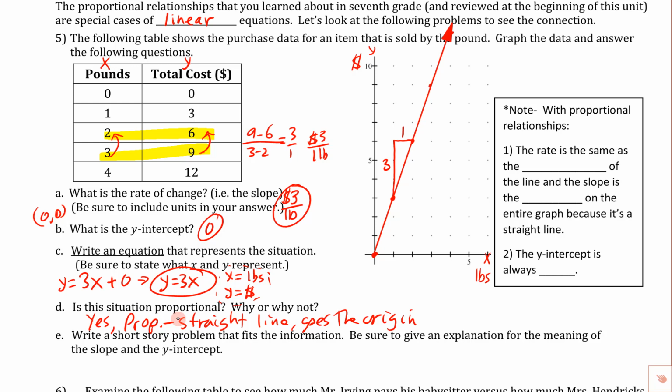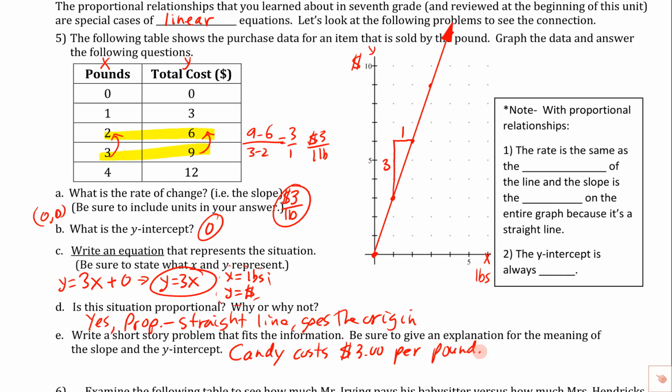And then it says, write a short story problem that fits the information. Be sure to give an explanation for the meaning of the slope and the y-intercept. Well, I don't know about you, but around our house we like candy, and candy's probably somewhere in the neighborhood of $3 a pound. So let's write this. Candy costs $3 per pound.